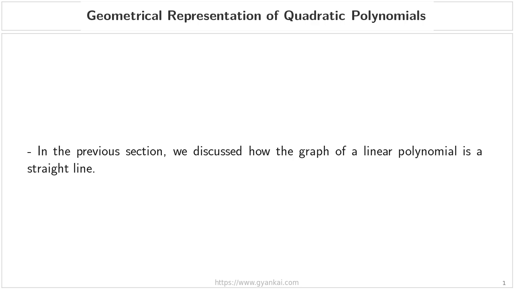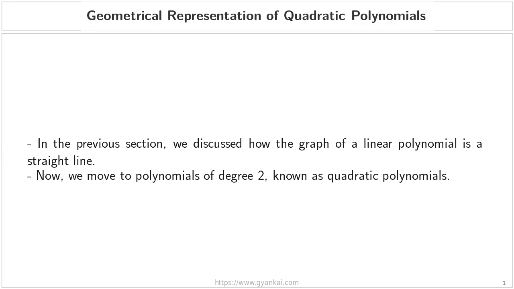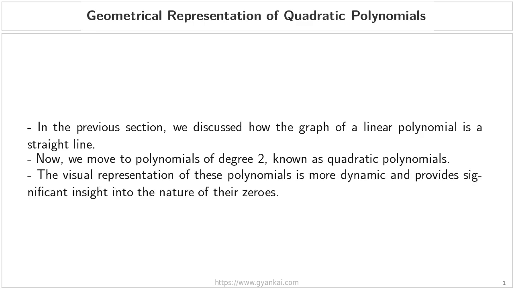Welcome, everyone. Before we dive into today's new topic, let's take a quick moment to reflect on what we have already covered. In our previous lesson, we explored linear polynomials, and we learned that their graphs always result in a straight line. Today, we are stepping up to a more interesting level: polynomials of degree 2, which we formally call quadratic polynomials. As we move from straight lines to these higher-degree equations, you'll notice that their visual representations are much more dynamic. Instead of just a simple line, we get curves that offer us significant insight into the nature of their zeros, helping us understand exactly where and how these functions behave. Let's get started.